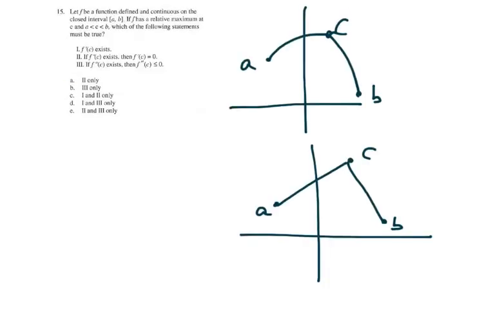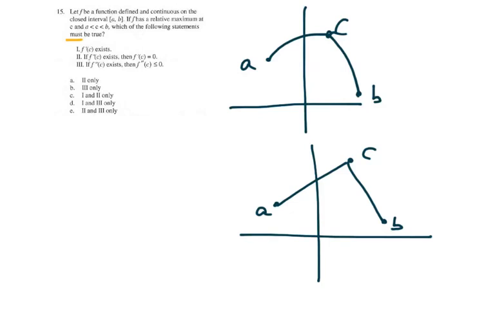Question 15. Okay, so they give us an interval from a to b. They tell us that a is less than c is less than b. Okay, meaning that's the order that we have to go through with our values from left to right. But they tell us that there's a relative maximum at c. So here are kind of the two different graphs that you could have. All right, and they want to know which of the following statements must be true. Not can be true, but must be true.